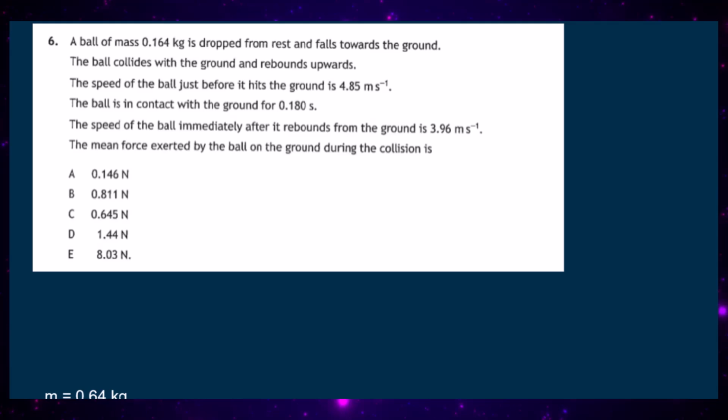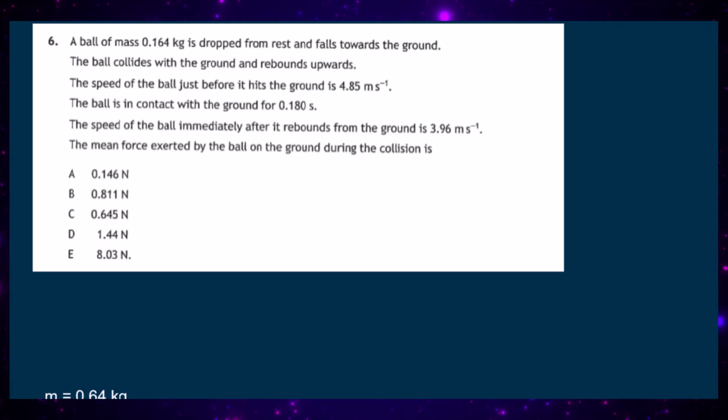Question 6 from the 2025 Higher Physics Paper 1. A ball of mass 0.164 kilograms is dropped from rest and falls towards the ground. The ball collides with the ground and rebounds upwards. The speed of the ball just before it hits the ground is 4.85 metres per second, and the ball is in contact with the ground for 0.180 seconds.